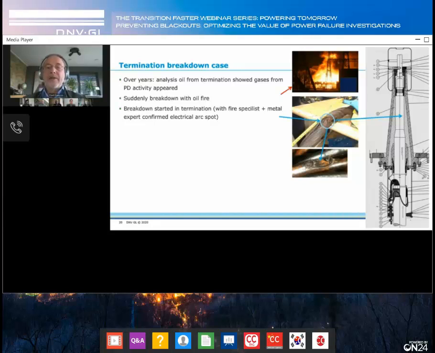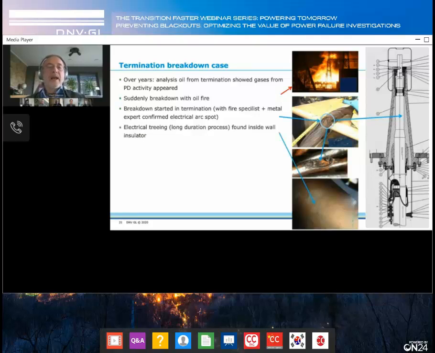And if it is an arc, then we know also that the failure started inside the termination and not outside the termination. And also inside the termination, on the inner wall of the insulator, you could see in the lower picture now that there was evidence of electrical activity in the shape of electrical treeing. Altogether, this made it completely clear that there must have been a problem in the oil. But what was that problem? That can have different sources.